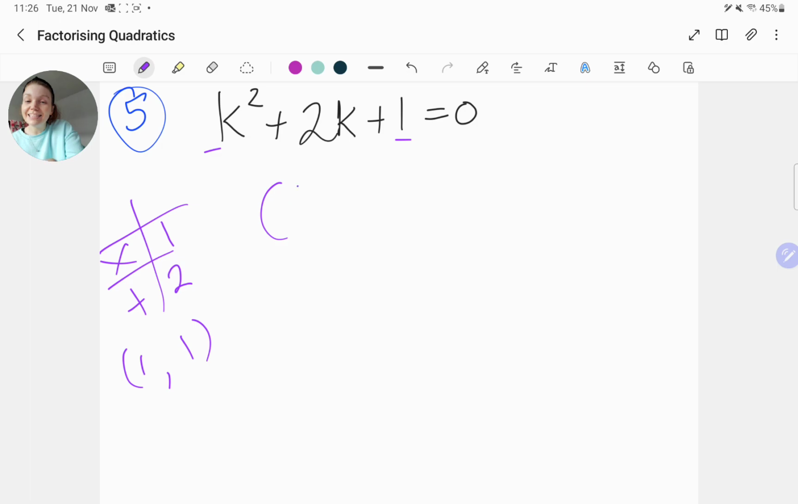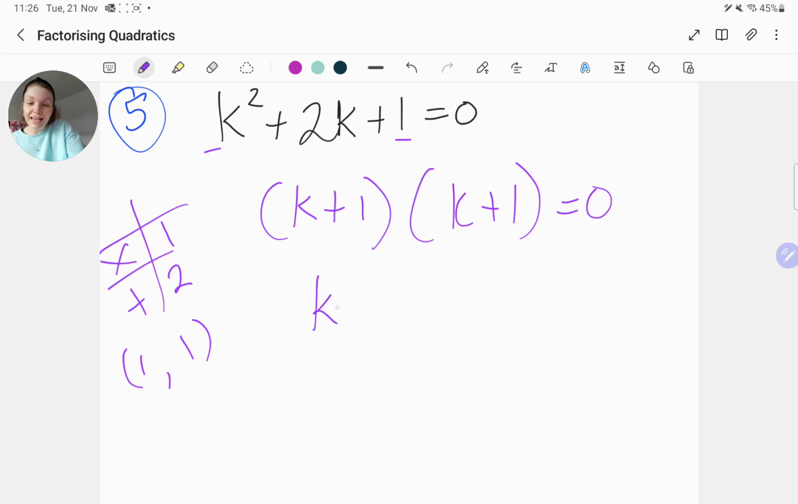So this one's actually the easiest of them all. So it's k plus 1 and k plus 1 equals 0. So k equals minus 1. Okay, so that seems to be our only value for that one.